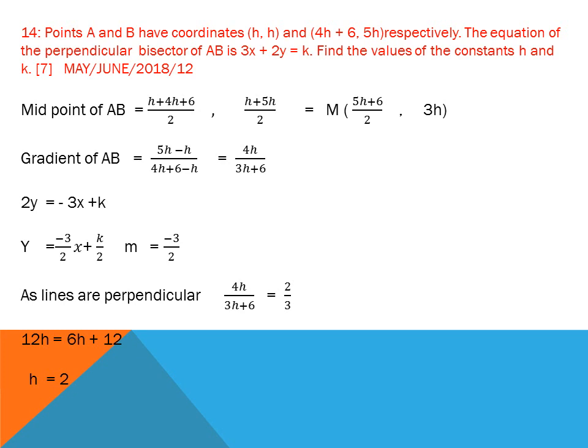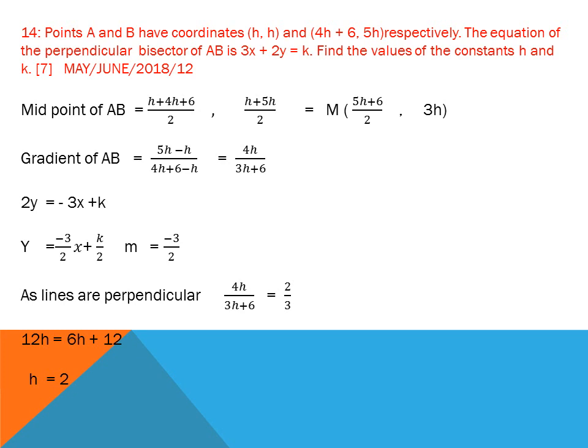2y is equal to minus 3x plus k. When the line passes through the midpoint, the midpoint satisfies the equation 3x plus 2y is equal to k. So y is minus 3 over 2 x plus k over 2. Here I find the gradient is equal to minus 3 by 2. As the lines are perpendicular, the gradients of these two lines are negative reciprocals of each other.